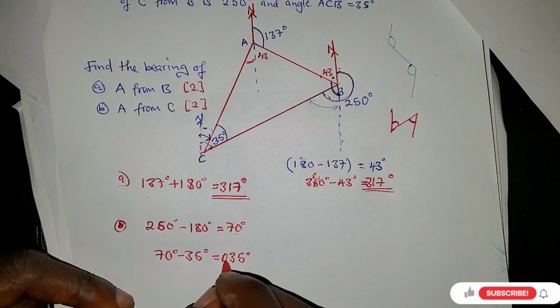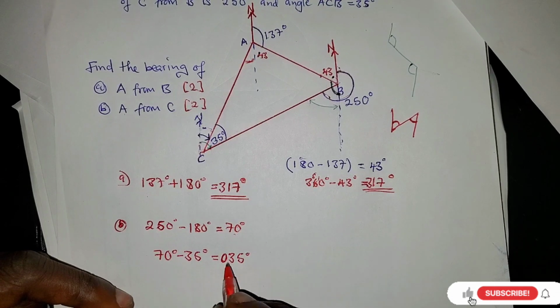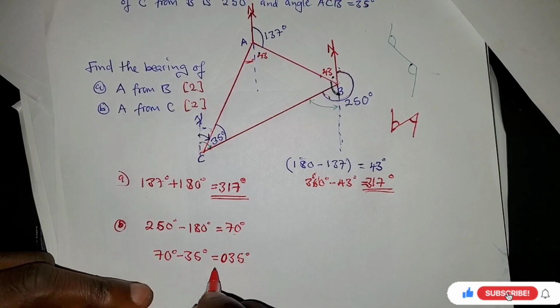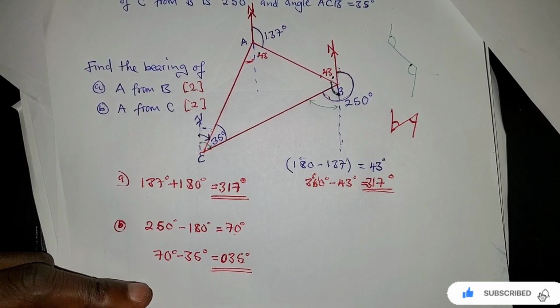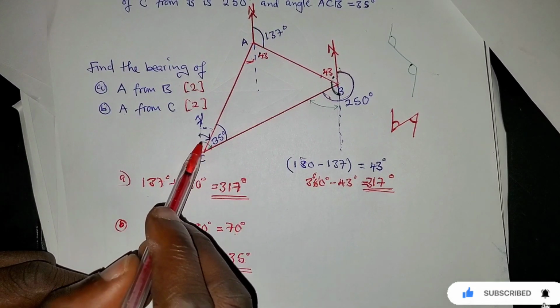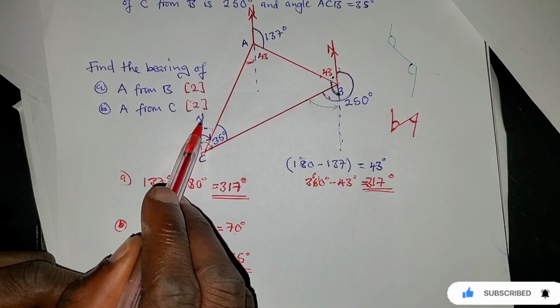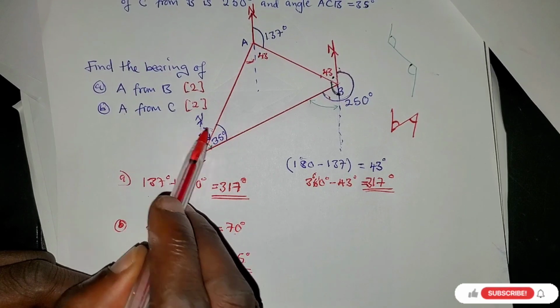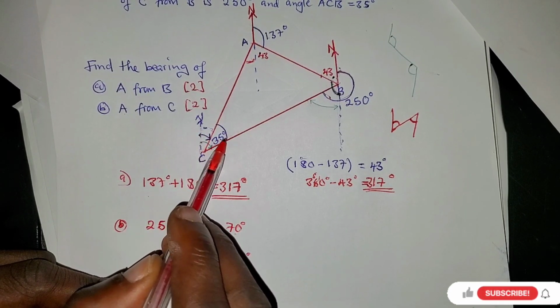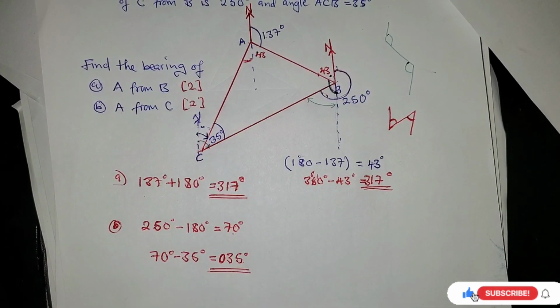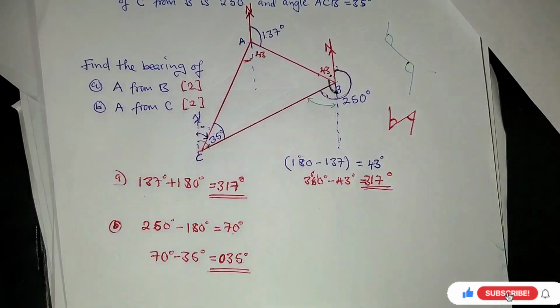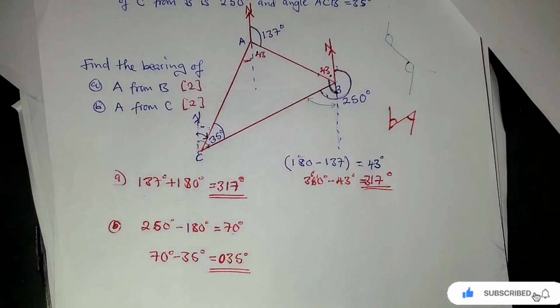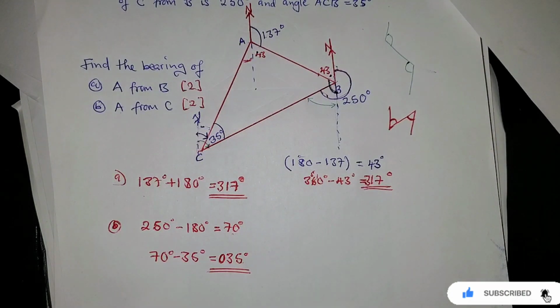But remember, bearings are written as three-digit numbers. So this is just the 35 and it will be 035. And this is the final answer. From north up to here is 70. Out of 70 we know 35, then 35 plus 35, what is it? It is 70. So that's it for this question.